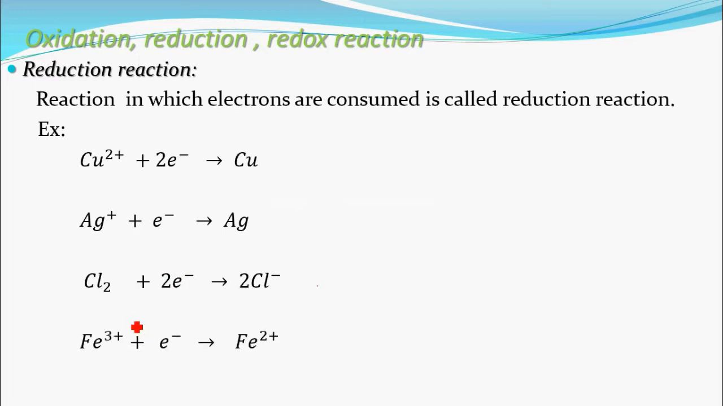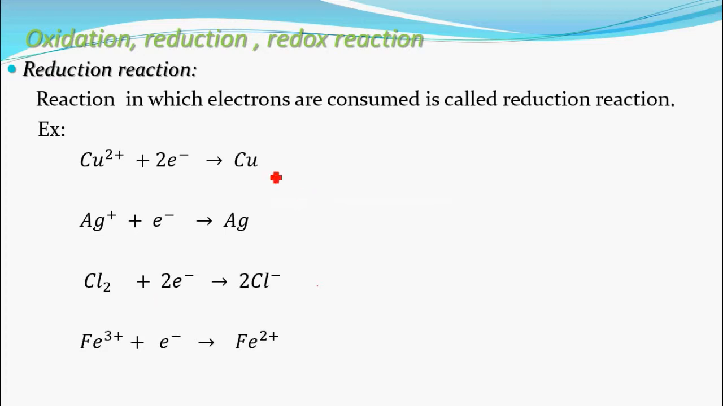One more example: Fe3+ will take 1 electron and form Fe2+. Here this is a 3+ charged ion, it takes 1 electron, so 1 positive charge is cancelled and a 2+ charged ion remains. That is the conversion of ferric ion into ferrous ion by a reduction reaction. So in a reduction reaction electrons are consumed, and during reduction these ions are hungry to take electrons.